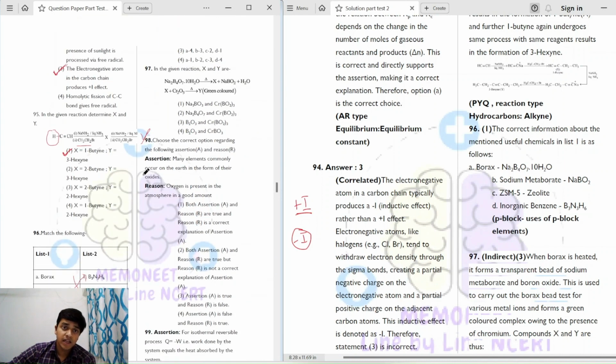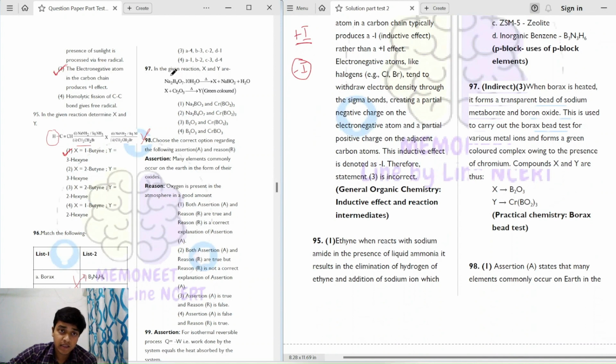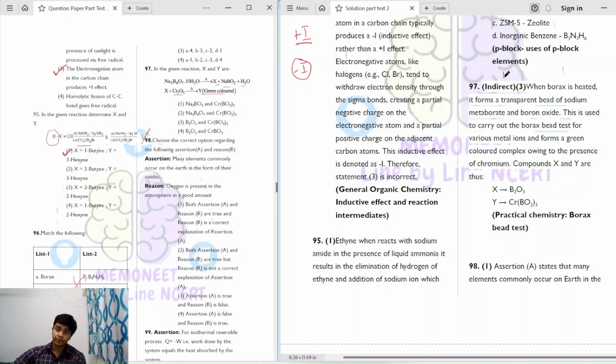The question says, in the given reaction, X and Y are, right? In the reaction, we have Na2B4O7·10H2O, which is borax. It is being heated to give X plus sodium metaborate plus H2O. And then X is being reacted with chromium trioxide, and on heating, it is producing a green colored compound. So what we can see here is this is a borax bead test, right?